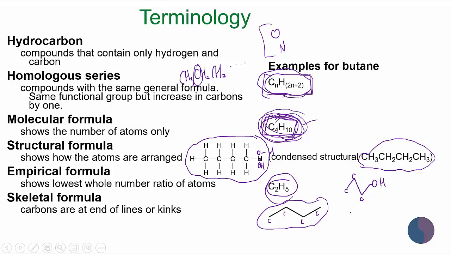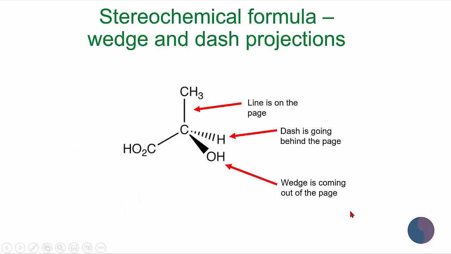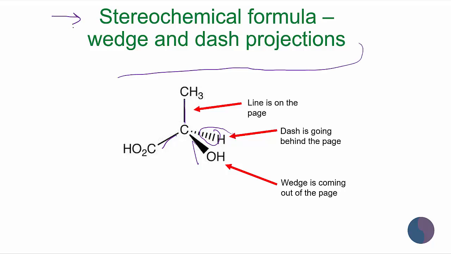Okay? And last of all, for isomers, which we're going to cover soon, this is on the page, and this is how we represent it disappearing. It's going out behind the page. You can't see it. This is coming out hitting you, so it's all dark and solid and clear. So that's the wedge. So that's called a wedge and dash projection, or I think your syllabus calls it a stereochemical formula.